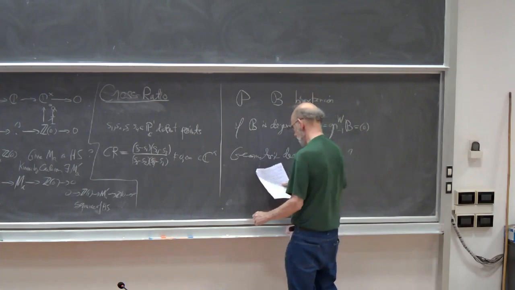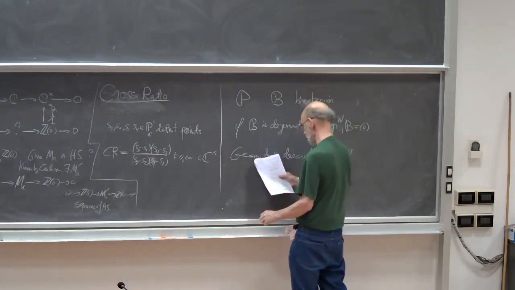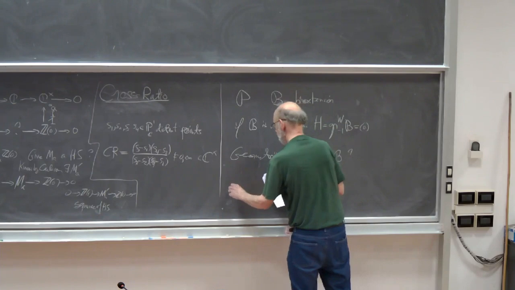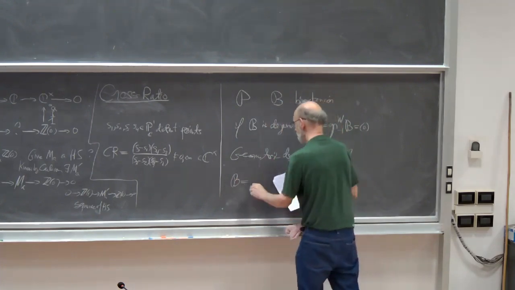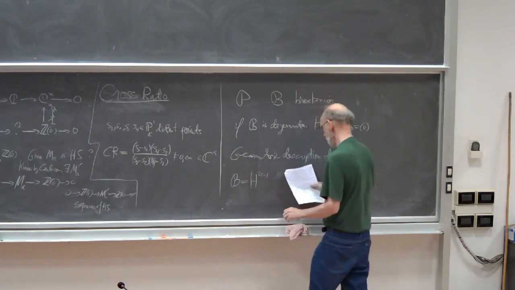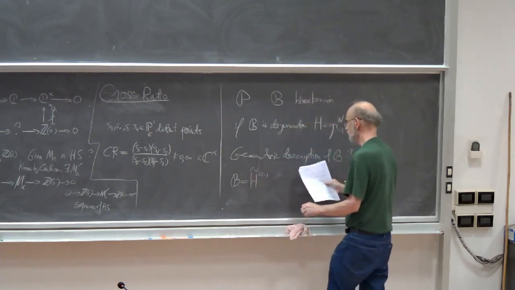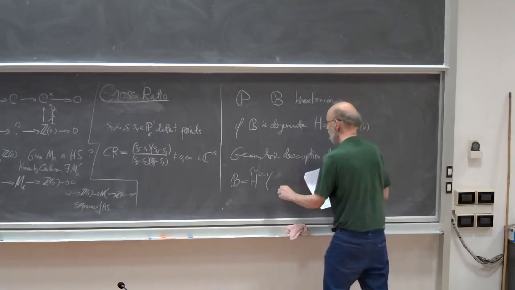Let me consider the most interesting special case. Let me suppose that B is equal to H^{2r-1}. I'll put a twiddle over it to indicate it's a little bit more elaborate than just the cohomology group itself.